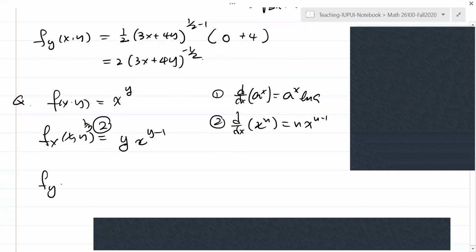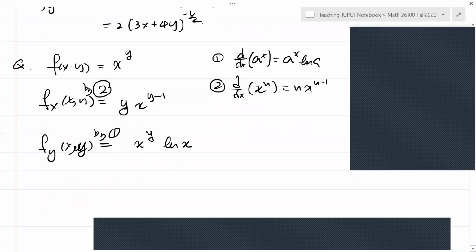Now, if you want to find the partial derivative with respect to the y variable, x is a constant, just like the a here. So you have to use the first formula. You will get x to the y times the natural log of x. So here x is constant, just like an a. Be careful, this is a pretty tricky problem. You get two different partial derivatives.